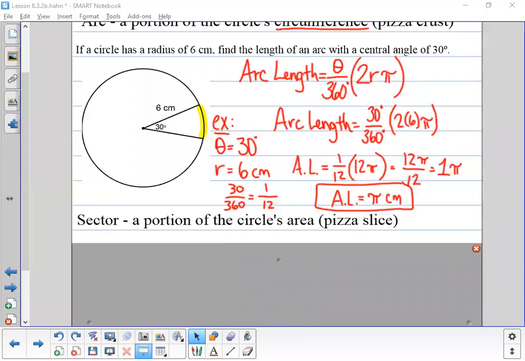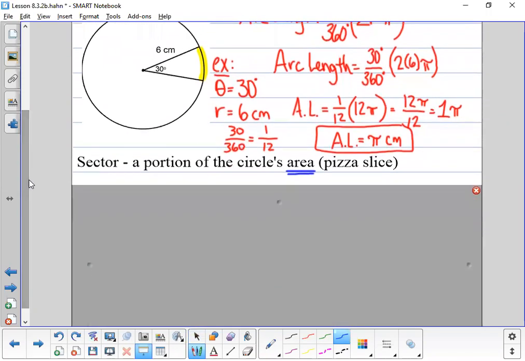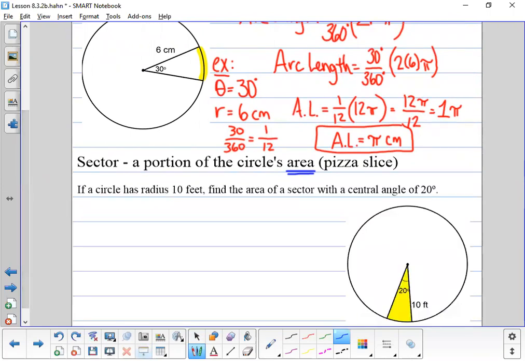Next, we're going to learn about sectors. So a sector is a lot like an arc in that it's a portion of the circle, but this time it's a portion of the circle's area. So in the problems we were doing about the girls' ice hockey team, they were eating pizza, and we would think of the sector as the area of one pizza slice. All right, so the sector area.